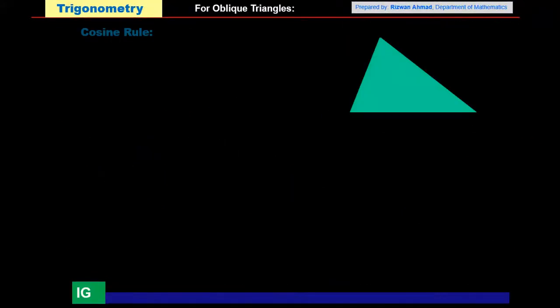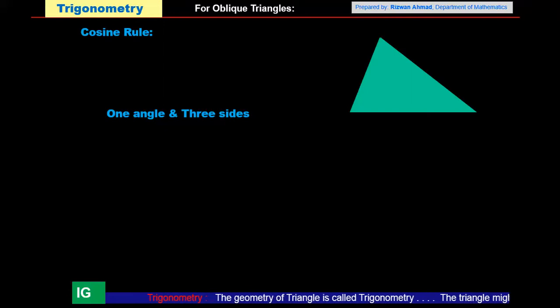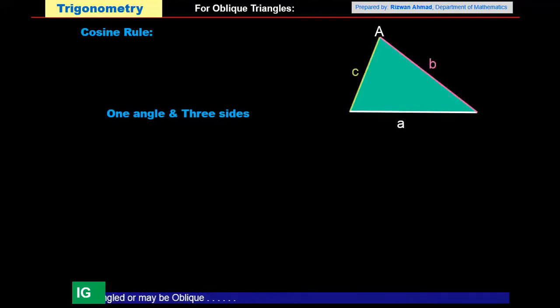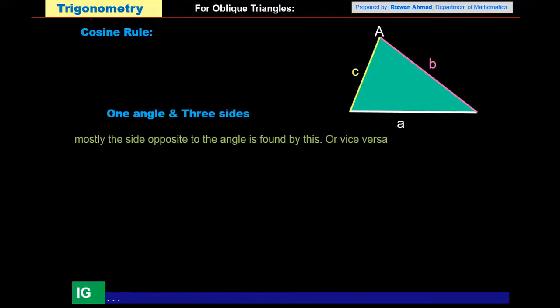Now we will do the cosine rule for the oblique triangles. For the cosine rule, we always use one angle and all three sides. Like one angle and all the three sides will be there. So then we can apply the cosine rule. So this is again A, B and C. So three sides and one angle. So that angle is A, and a, b, c are the three sides.